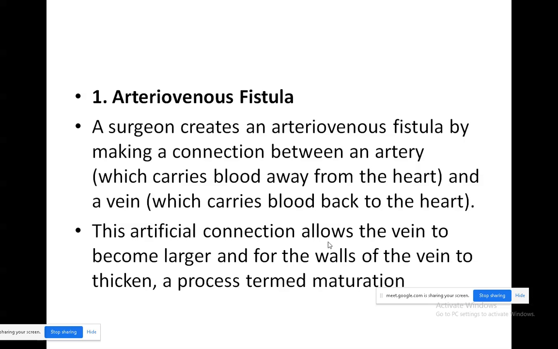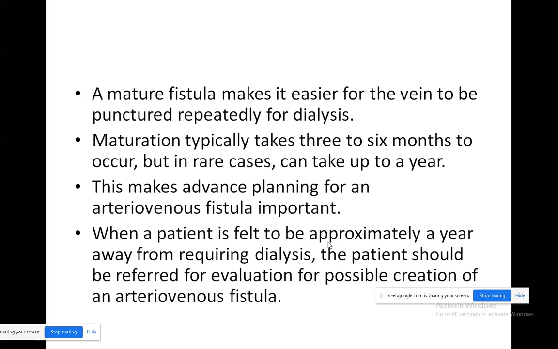Okay, கொஞ்சம் thick இருந்தா தான் you can take the blood as well as give the blood to the heart. So that making process, that thickening process, is called maturation. Okay, so a mature fistula. So fistulaங்கிறது ஒன்றும் இல்லை, ஒரு நீடில் மாதிரி. Okay, which will be inserted into any part of the human body. Through that you can visit any internal organs of the human body.